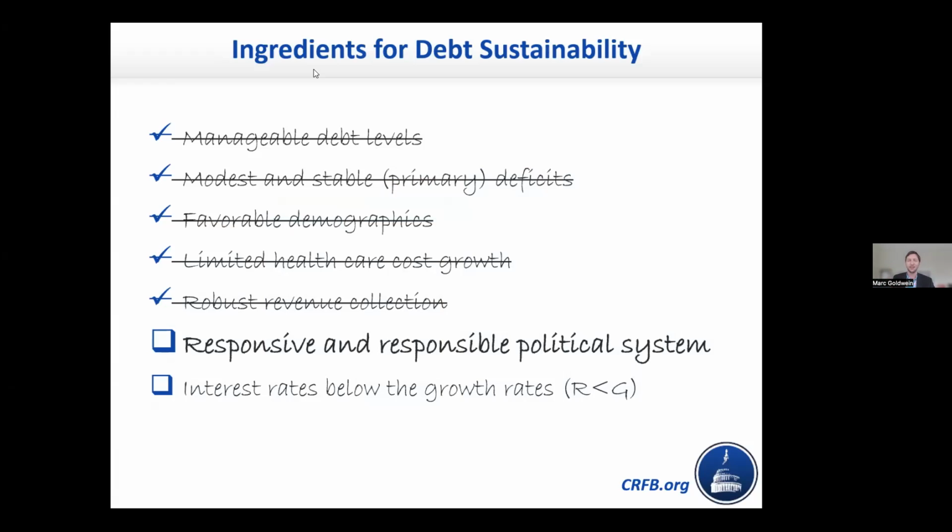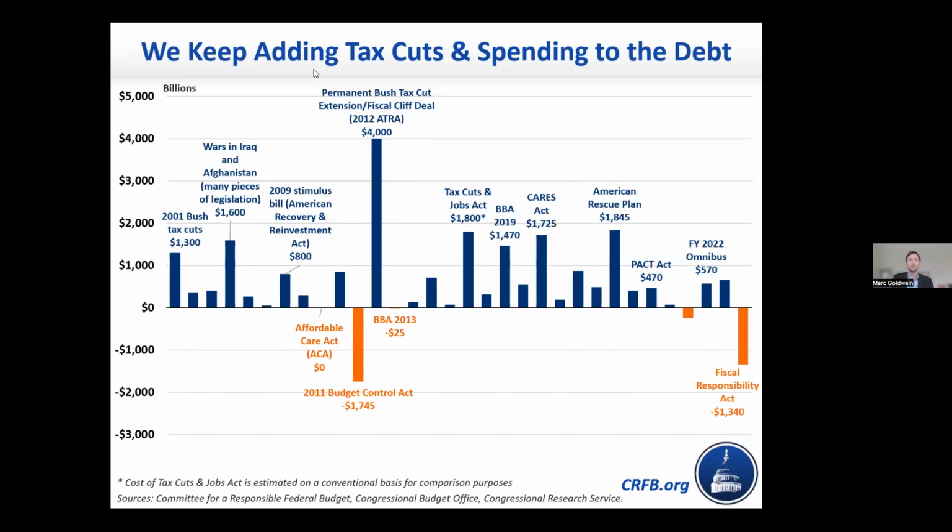Unfortunately, our political system is not all that responsive and not all that responsible. Of the major pieces of legislation over the last 25 years or so, I had someone on our team go through and show how much they cost or how much they save. The orange are the savers, the blue are the costers. You can see we're not great at deficit reduction. It's not that we never do it. We did it in 2011. We did it most recently with the Fiscal Responsibility Act this year. We've done it a couple of other times, but the vast majority of legislation Congress passes is to worsen the debt, not to help it. And the vast majority of that worsening the debt legislation actually happens on a bipartisan basis.